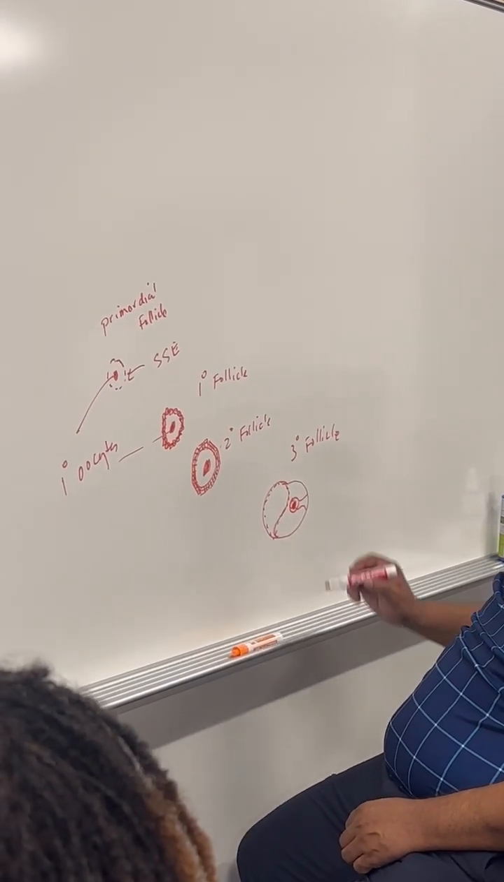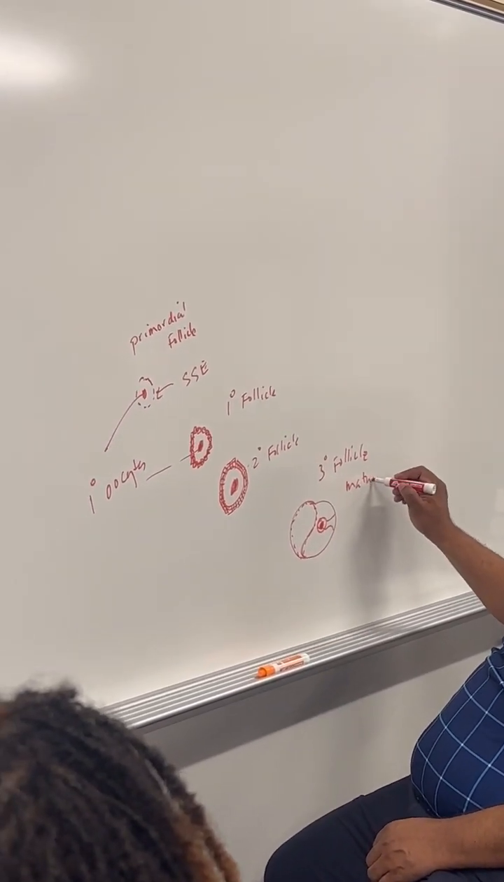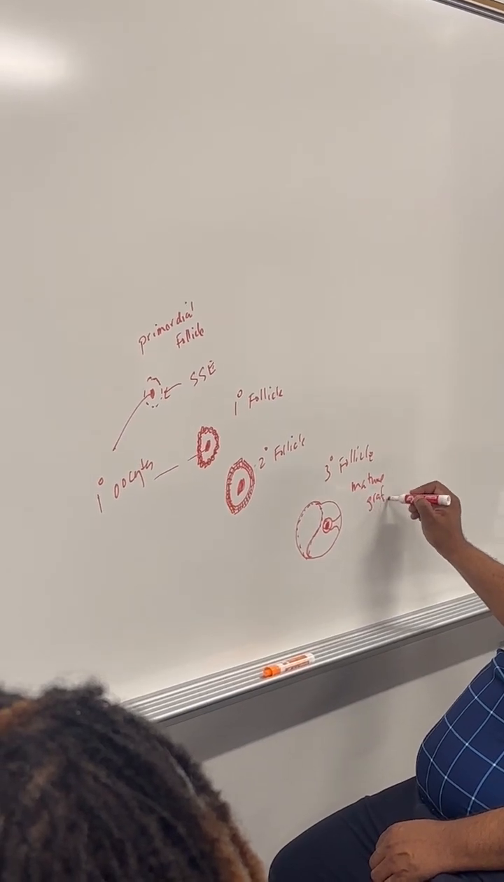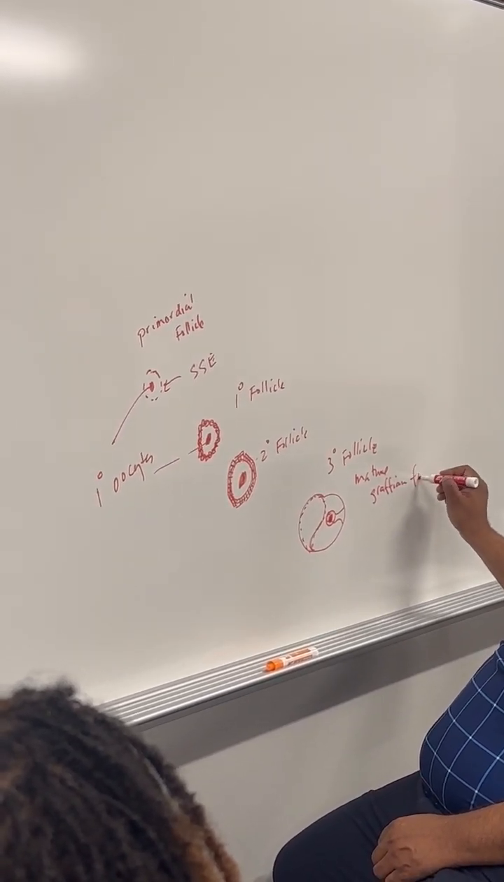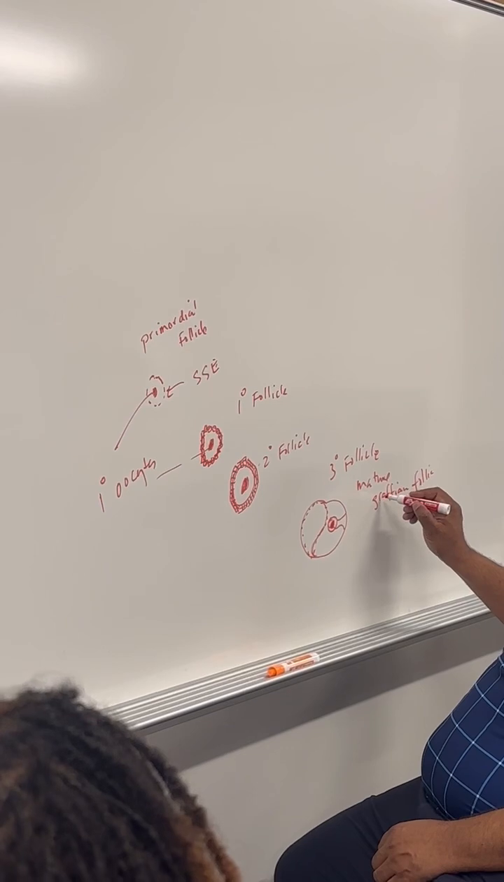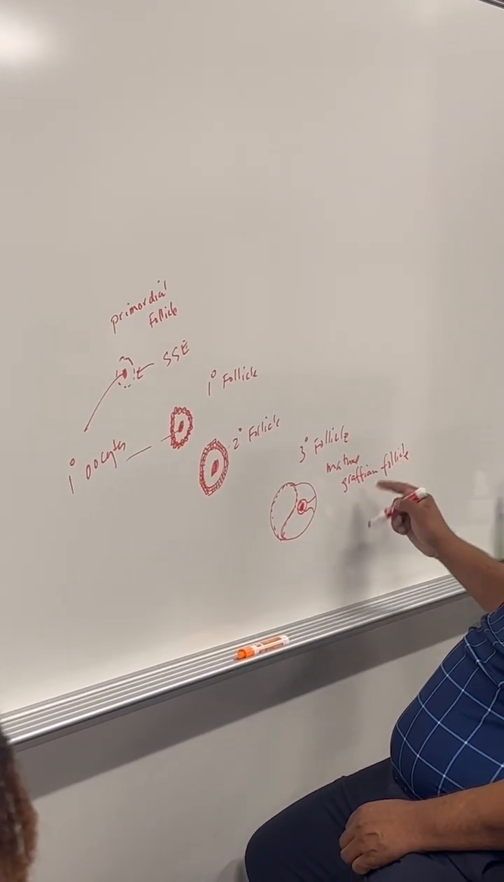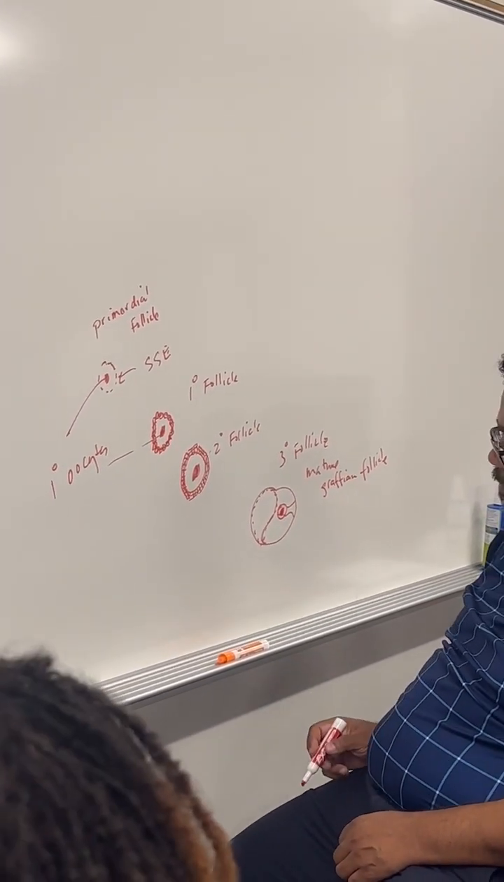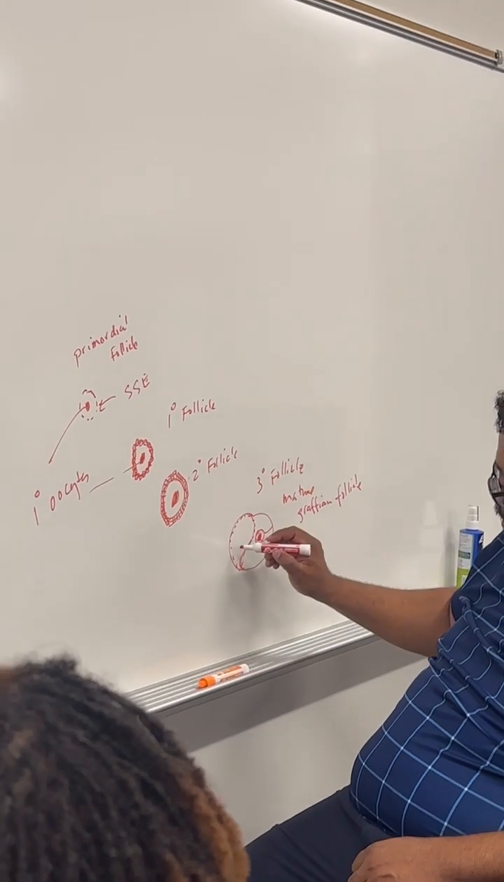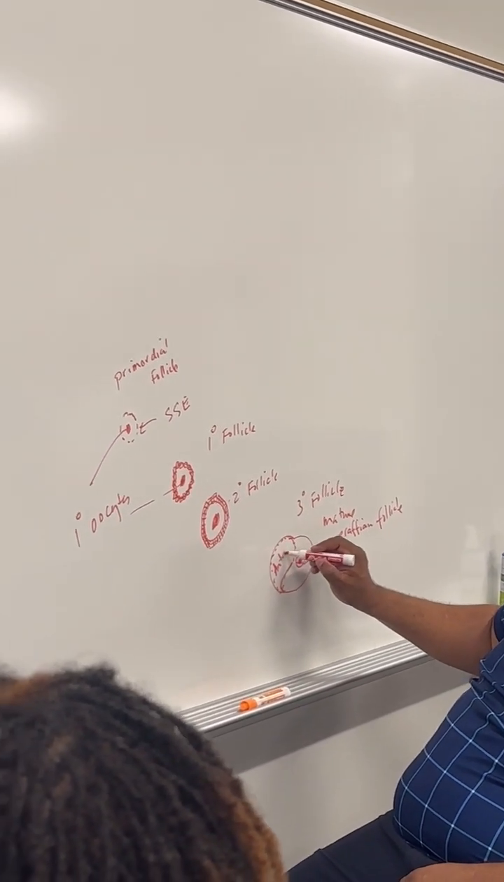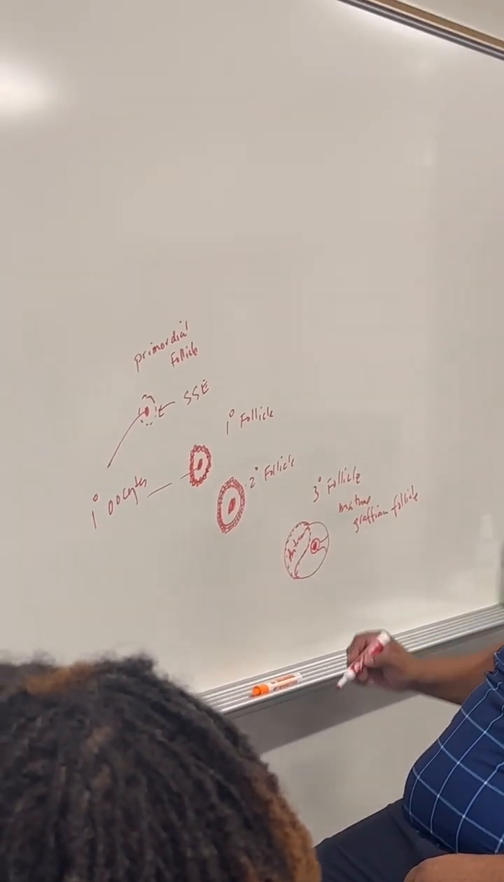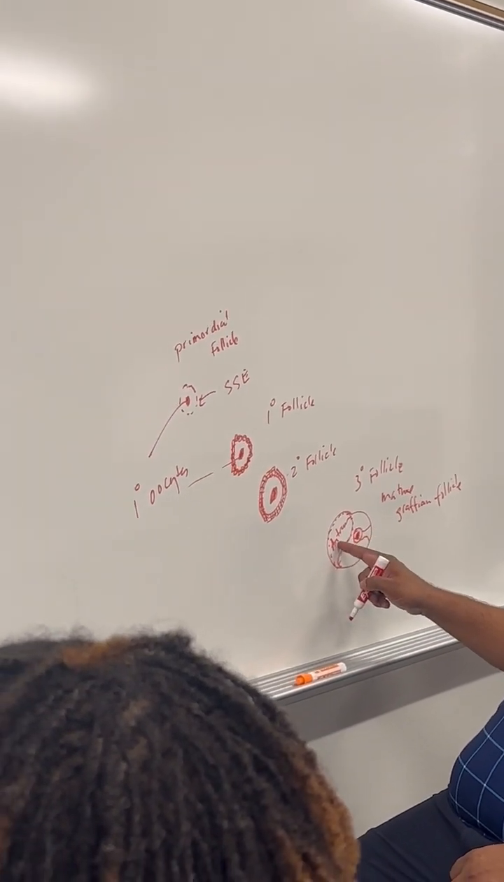Tertiary follicle is also called a mature Graafian follicle. Mature Graafian follicle, there's two A's in there. I spelled it wrong. Now this here is called the antrum. So how do we know it's a tertiary follicle? Well, because it has an antrum here.